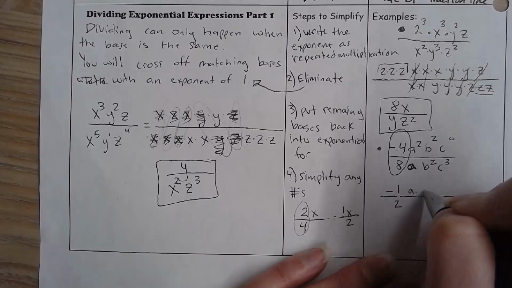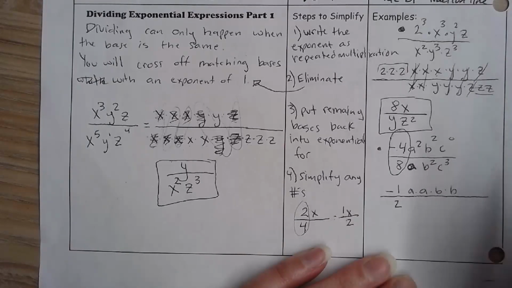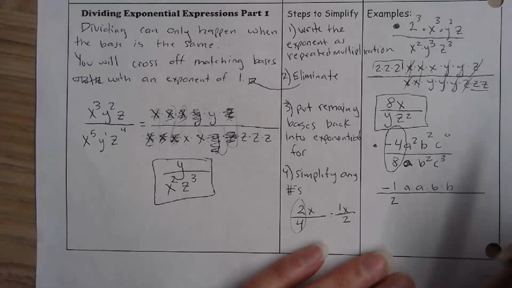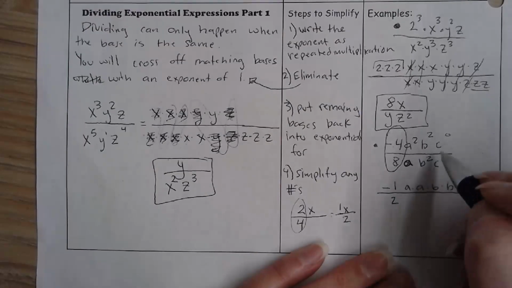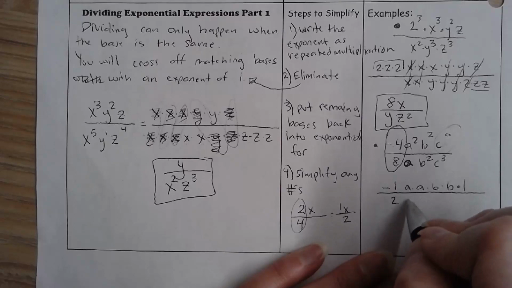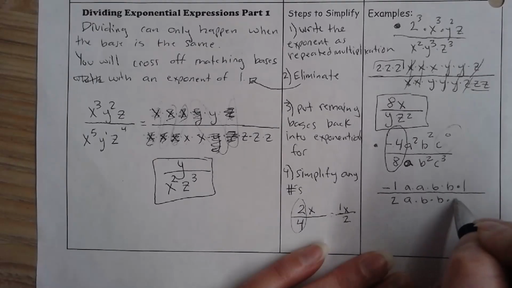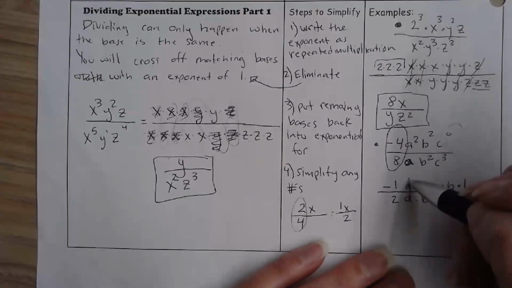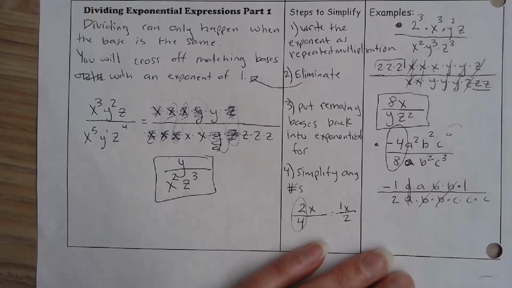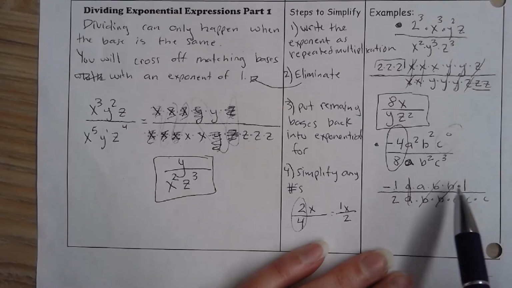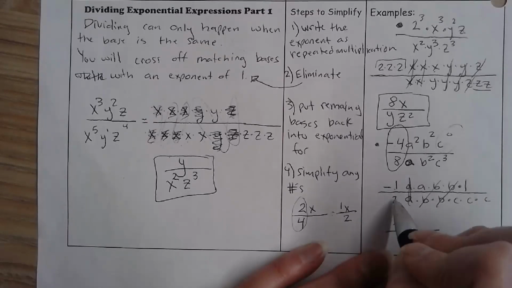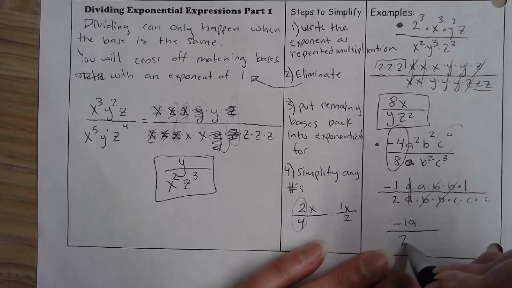Then I have a times a, b times b, and then what's c to the 0 power? Well, if you remember, anything to the 0 power is 1. So that's really times 1 right here, this c to the 0. Then we have a times b times b times c times c times c. So we took care of those numbers. We have a pair of a's that will cross off. We have both b's crossing off, and then we actually don't have any c's. So I have negative 1 times negative 1 times a times 1, which is negative 1a, over 2 times c times c times c, so 2c cubed.